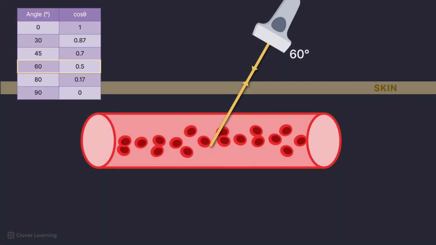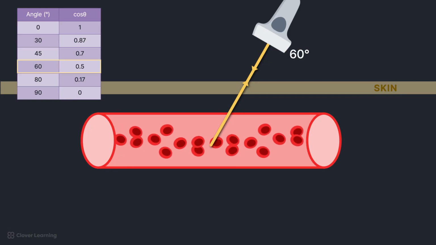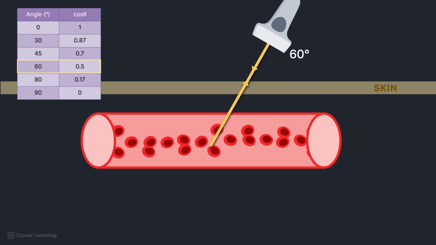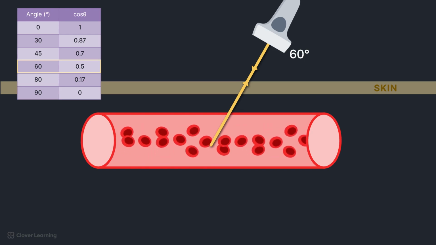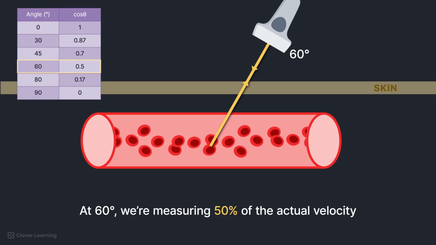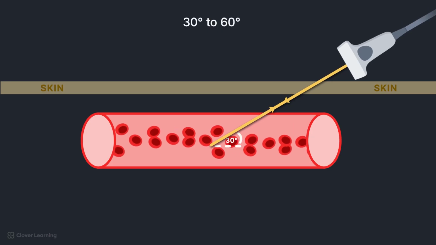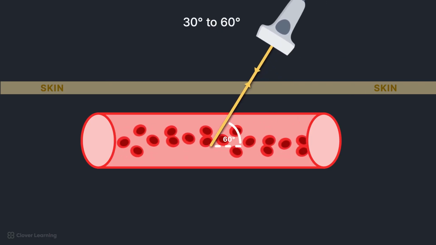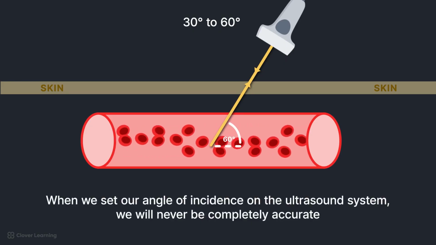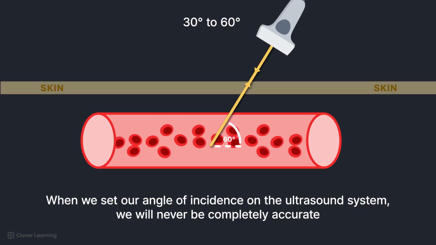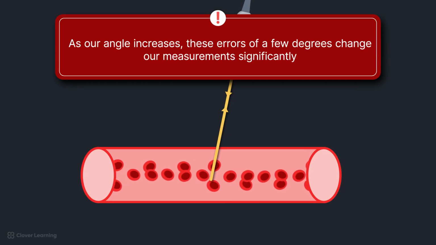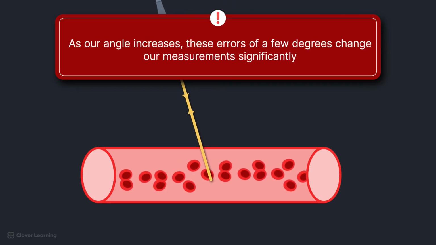So, for example, if we're performing an exam with a 60-degree angle of incidence and get a measurement of velocity of 50 centimeters per second, we know, based on this table, that the actual velocity is 100 centimeters per second. This is because at 60 degrees, we're measuring 50% of the actual velocity. We typically use angles between 30 and 60 degrees for Doppler ultrasound procedures. This is because when we set our angle of incidence on the ultrasound system, we will never be completely accurate. We may be off by a few degrees above or below our setting. As our angle increases, these errors of a few degrees change our measurements significantly.